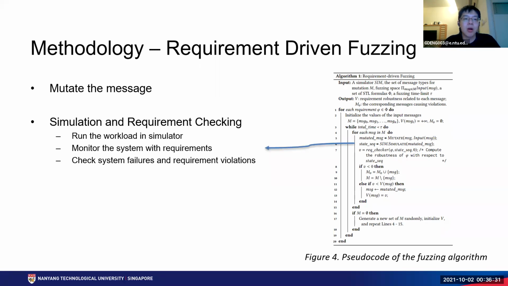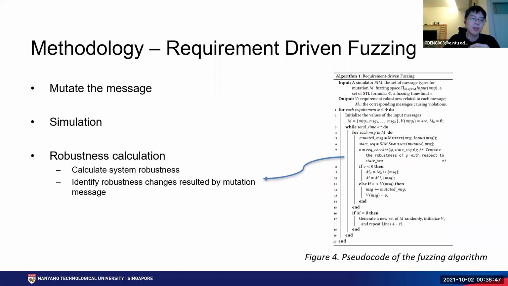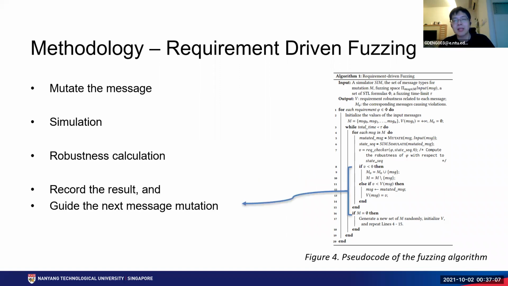We then have the simulation and requirement checking part, where we run the workload in the simulator and we monitor the system with the requirements. So we check the system failures and requirements violations to directly see if a message can cause the system failure. If there's no system failure, we will calculate the current system robustness, which is how close the system is to a possible failure state. And we can identify the robustness changes resulting from the mutation message. So we can record the result and use it to guide the next message mutation. For example, if a mutation message caused a decrease of robustness of the whole system, in the next round, we will mutate the message in the same direction so that we are possibly closer to a failure system state.